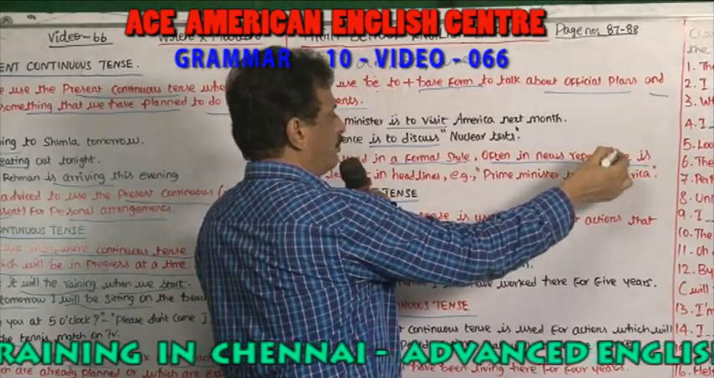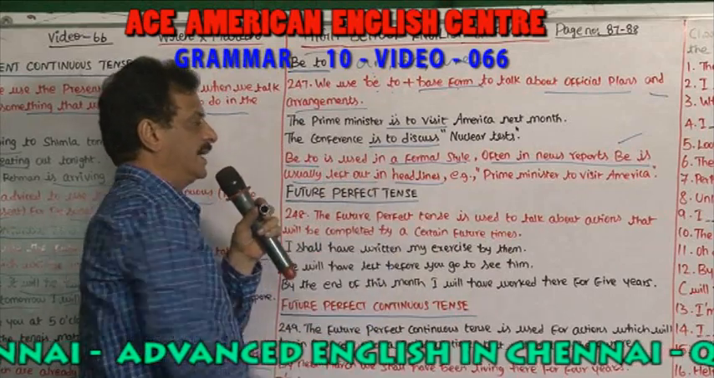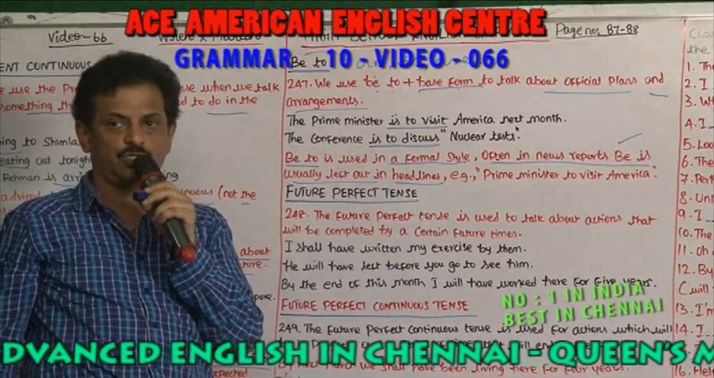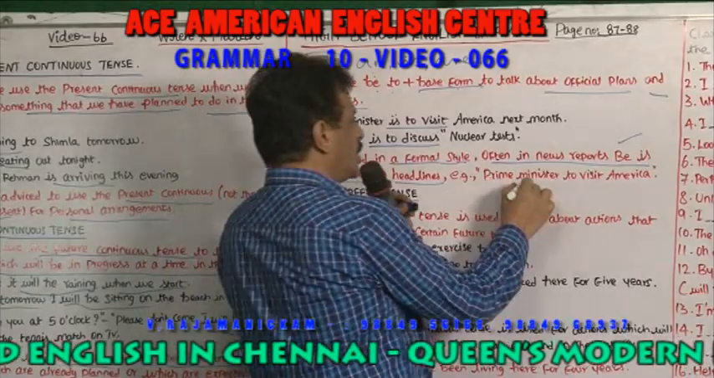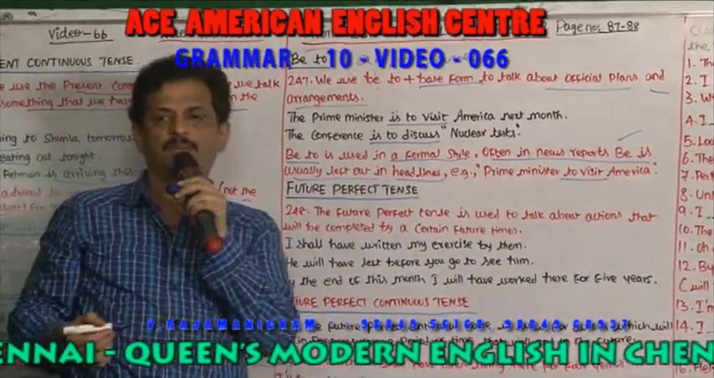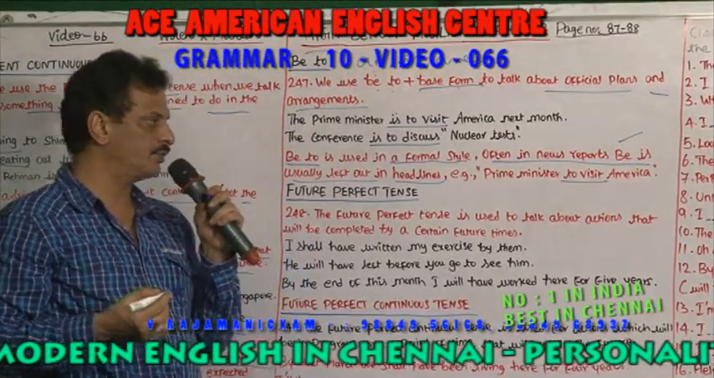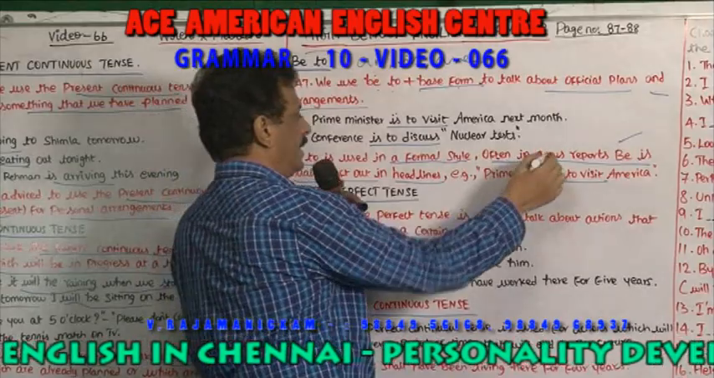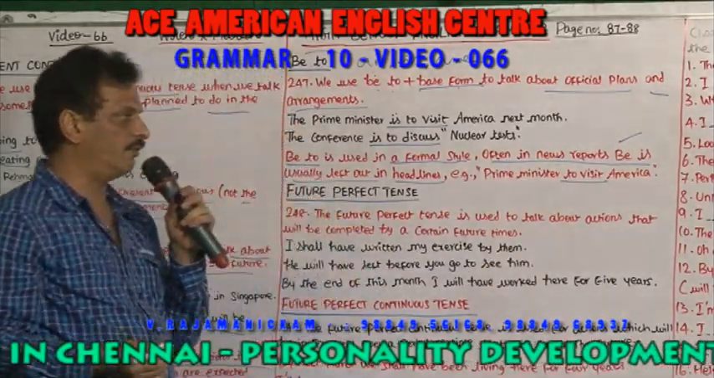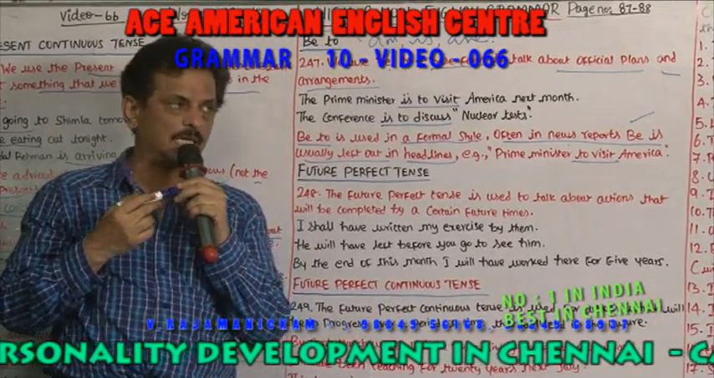Often in news reports, BE is usually left out in headlines. In headlines, BE is not used. They write Prime Minister to visit America, not is to visit, or Prime Minister and President are to visit. So in newspaper reports, you don't find BE, that is am, is, are, was. So for official plans and arrangements, you are using is to or are to.